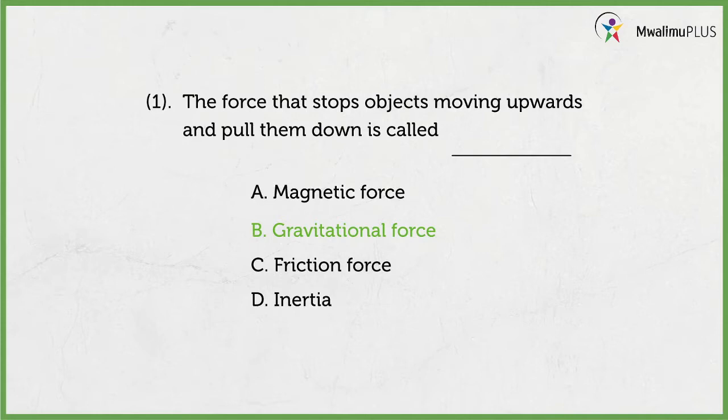So apart from this, if you did not get it, now you know that gravitational force makes those objects that go up stop, and then it pulls them down. And we said the opposite force must be stronger than the force that is on that object so that it stops and maybe changes direction.